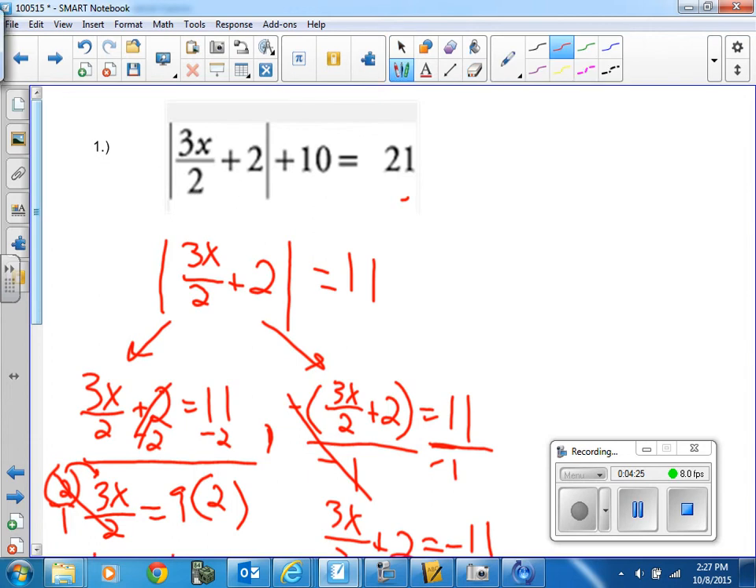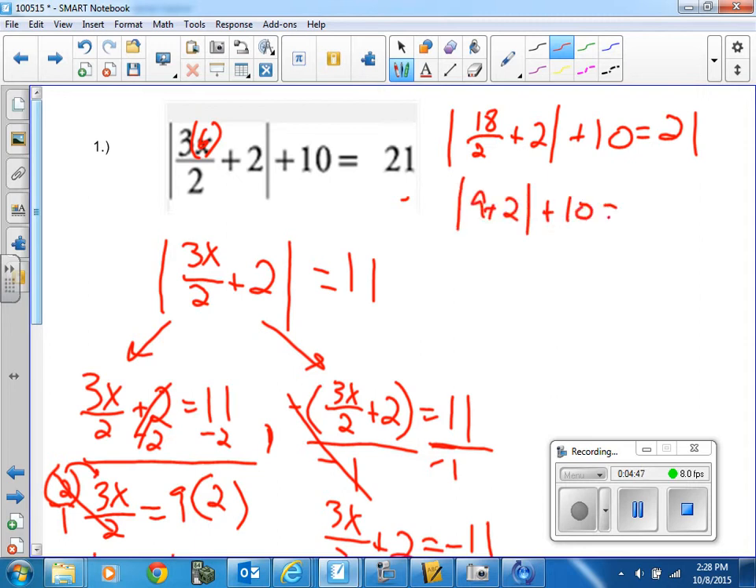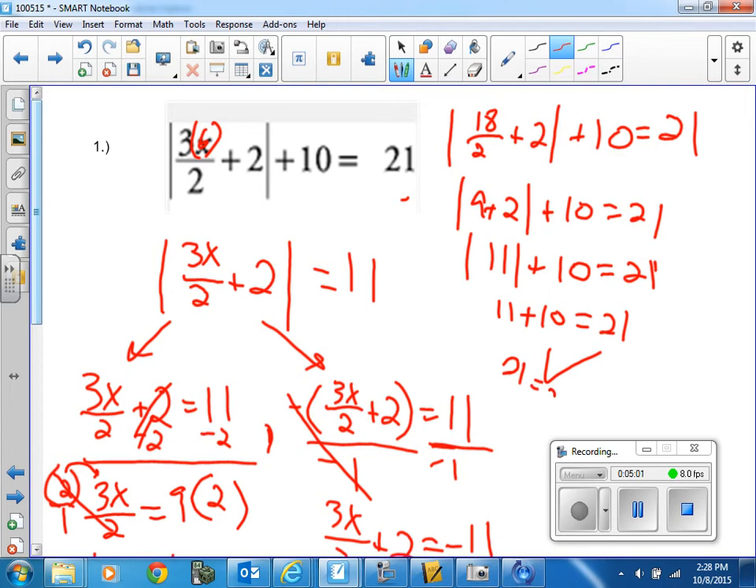So my first value was 6. So let's try 6. I'm going to just do it right here. 3 times 6, so that's the absolute value of 18 over 2 plus 2, then plus 10, is all equal to 21. And 18 over 2 is 9, plus 2, absolute value, plus 10 equals 21. 11, absolute value, plus 10 is equal to 21. And 11 plus 10 equals 21. That is a check because 21 is equal to 21. All right, so that's a check. So our 6 works.